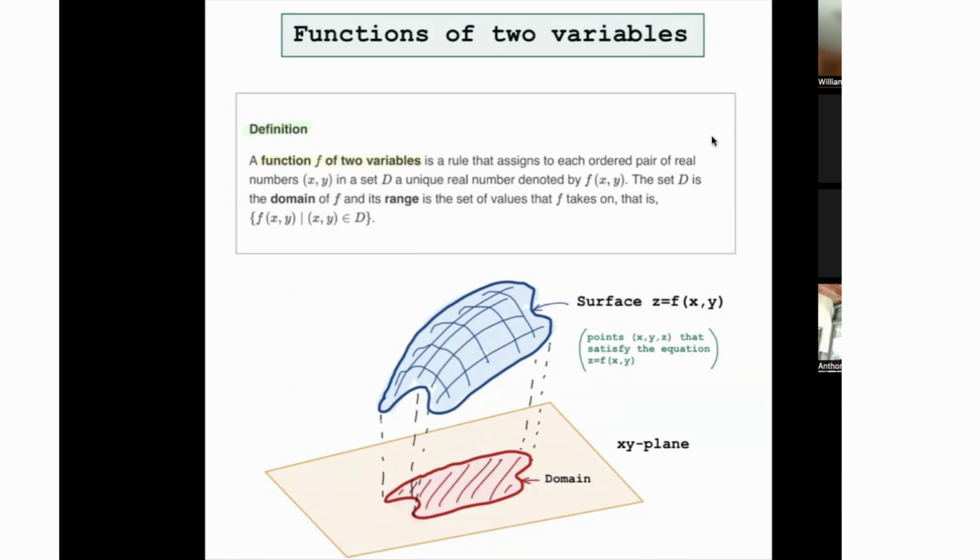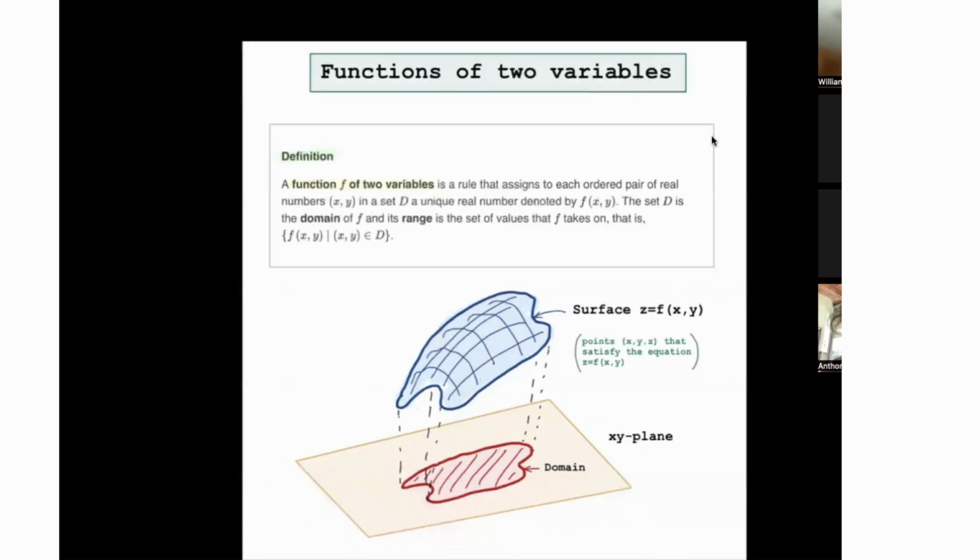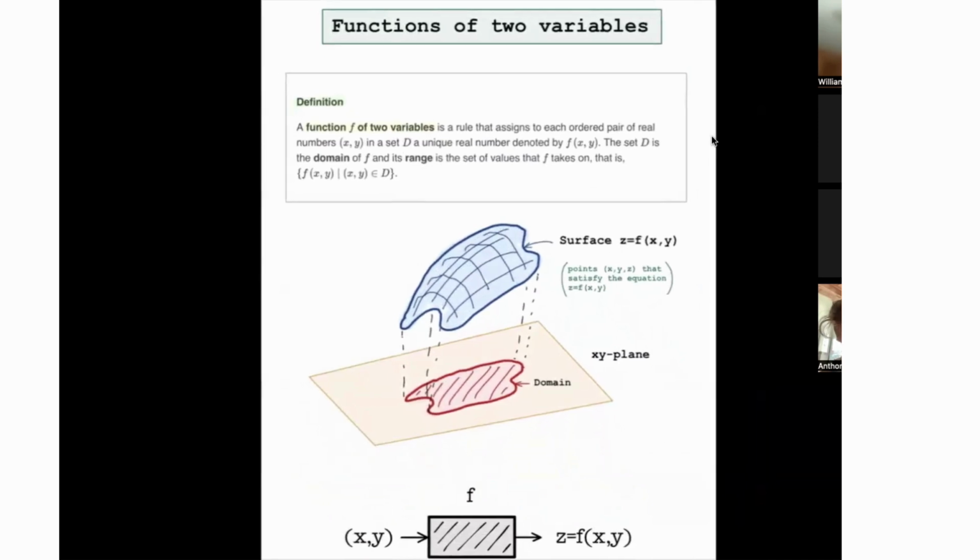So, a function of two variables is a function that assigns to every ordered pair of real numbers, x, y, a unique real number, f of x, y. The associated surface is a collection of points, x, y, z, where the z coordinate is given by the value of the function. You can think of it as a machine that takes two inputs, x and y, which are independent from each other. It does something and produces an output called z, which is the value of the function.